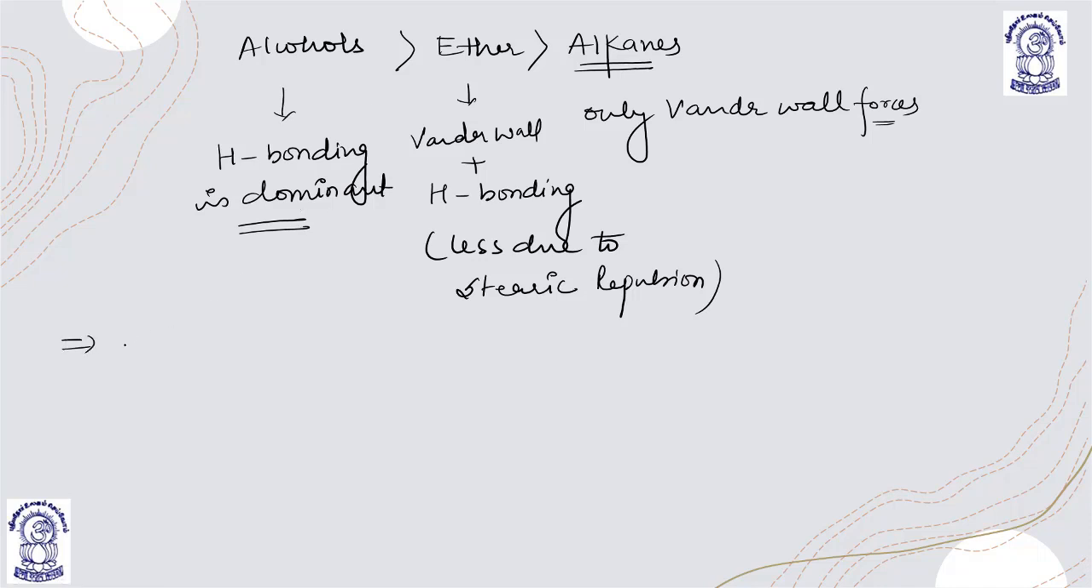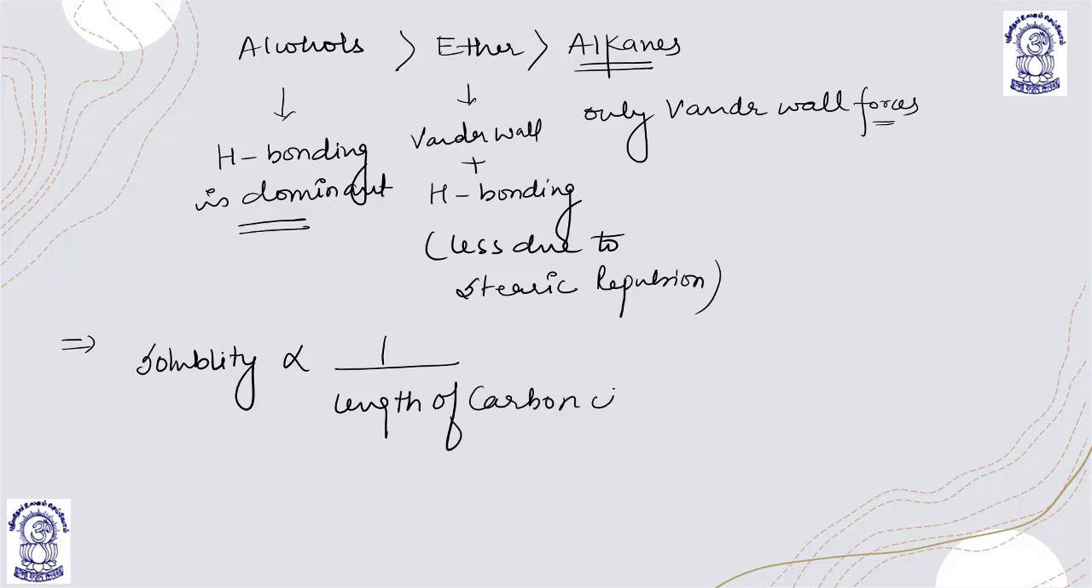As far as solubility is concerned, alcohols and phenols are soluble in water due to their ability to make hydrogen bonding. Solubility decreases on increasing the length of the carbon chain. Lower alcohols are more soluble in comparison to higher alcohols. So this is about the solubility.